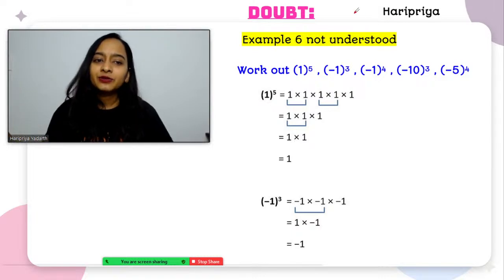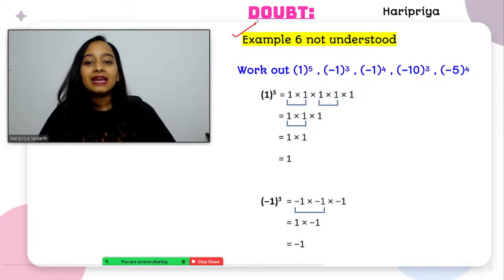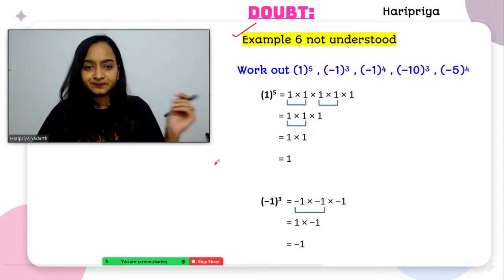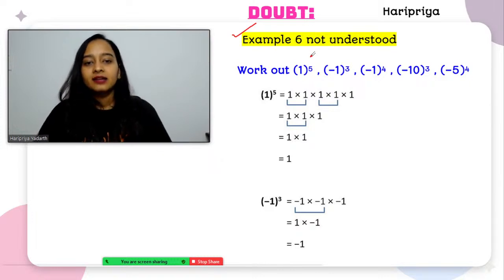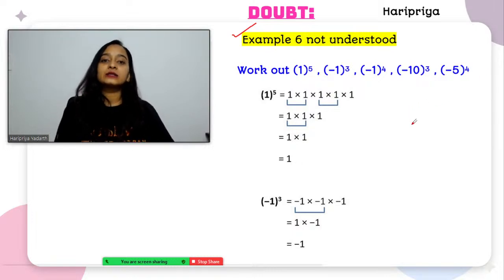Now, some student named Haripriya, which is mostly Ansh, has asked this doubt. Example 6 not understood. What is in example 6? They've asked: (1)^5 minus (1)^3 minus (1)^4 minus (10)^3 minus (5)^4. So they've asked us to simplify this.